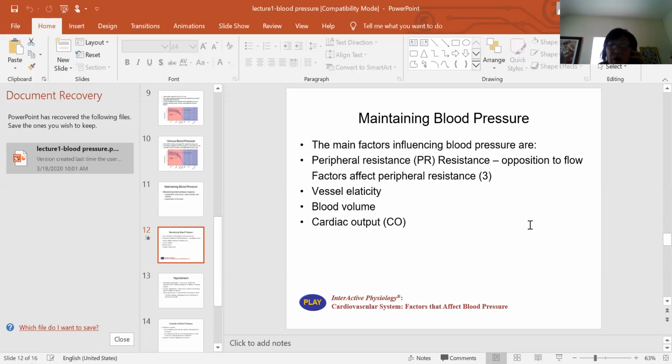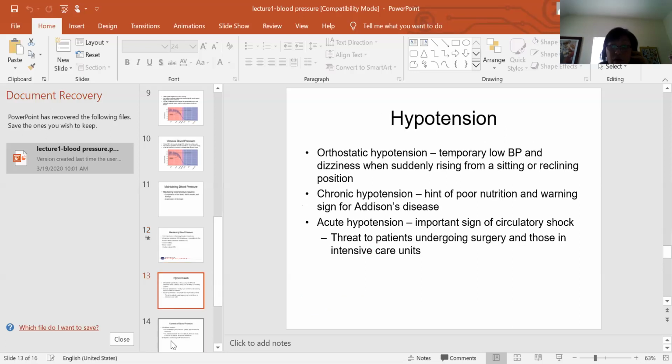So here I give you an overview. If we talk about blood pressure regulation, usually we're talking about the resistance, the total peripheral resistance, okay? And the vessel elasticity, the cardiac output, the blood volume, all these factors are involved in blood pressure regulation. We're going to go over these one at a time. We can skip this for now.